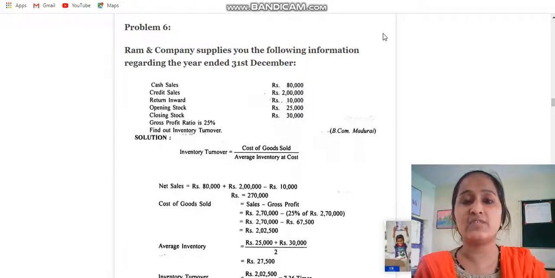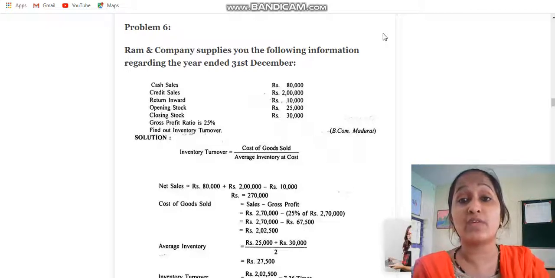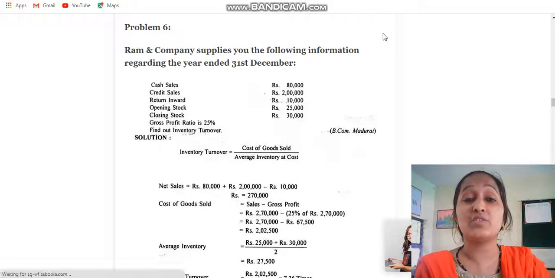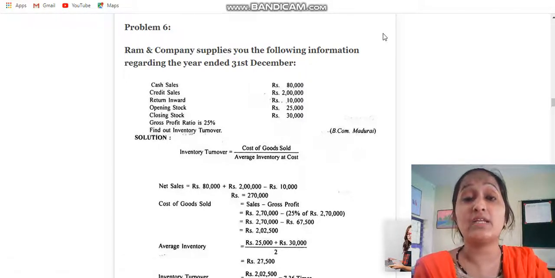Today let's have a discussion on the important topic of ratio analysis, that is activity ratio. Activity ratio is a part of ratio analysis which is going to help you calculate how ratios work in different ways and in different aspects.